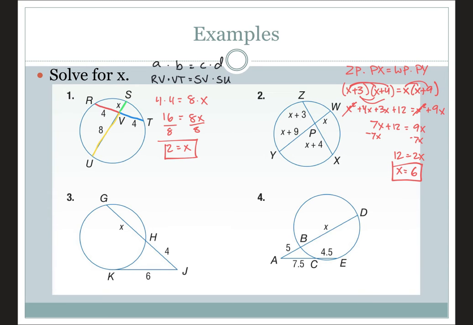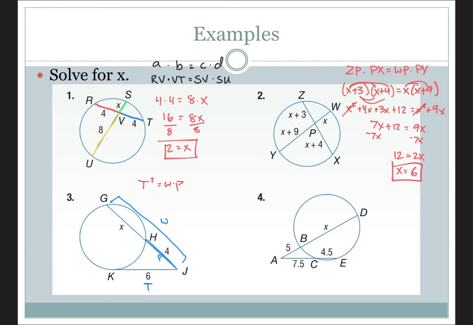All right, go ahead and pick out the proper equation for number 3, and then when it plays again, we'll solve it. All right, so this one is a tangent and a secant, so I used that equation. Now, we've got to be careful on this one. Let's mark it properly. So this piece right here is the tangent. This whole big side, GJ, is our whole piece. And then this is our outside piece, HJ right there.